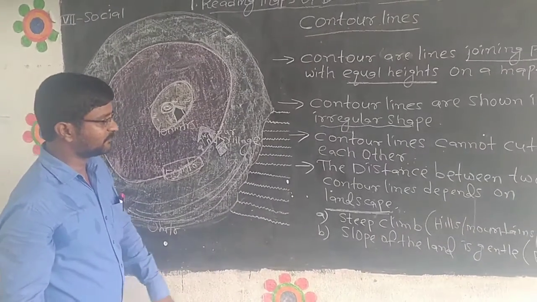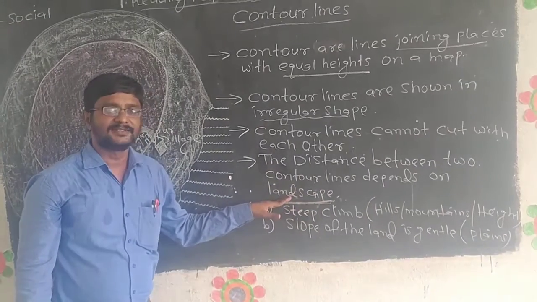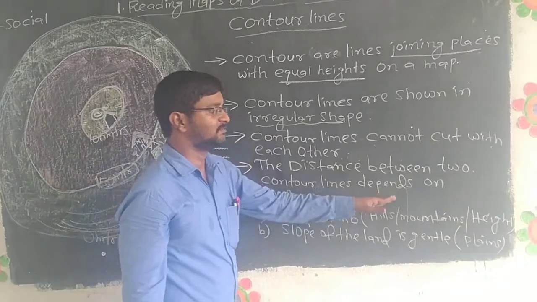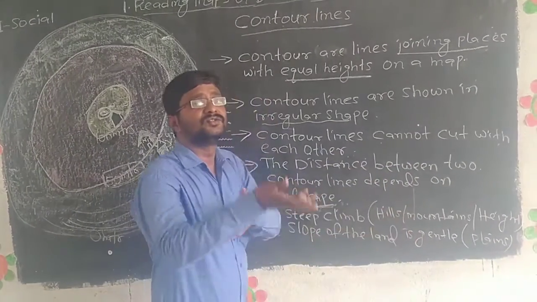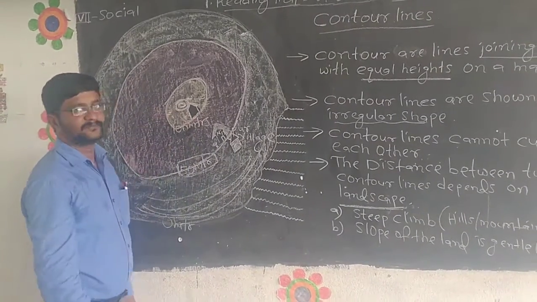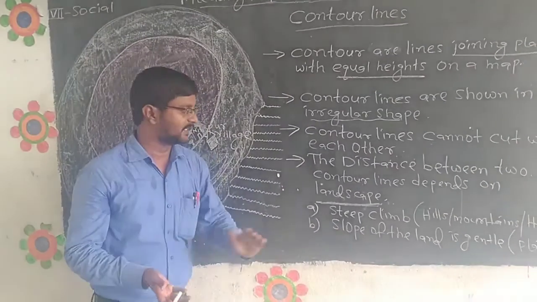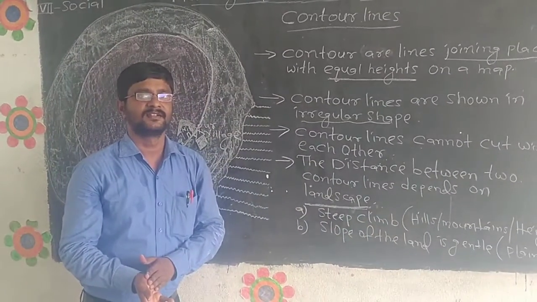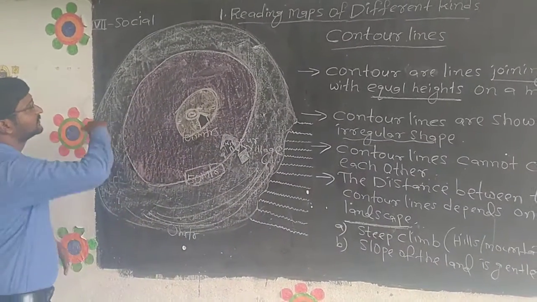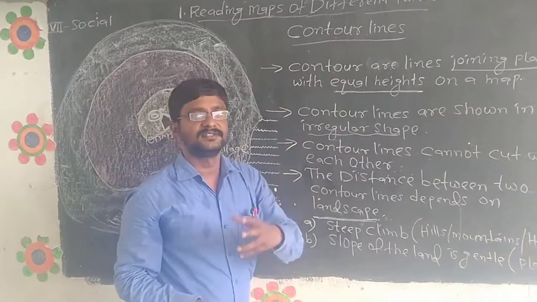So what do you understand here? The distance between two contour lines depends upon the landscape. If the land has a steep climb like hills, mountains, if the land is located at so much height, then the contour lines will be near each other. If the slope of the land is very gentle, for example like a plains region, if the land is located at very less height, then the contour lines will be quite far from each other. Understand? So these are the 4 characteristics you have to remember.